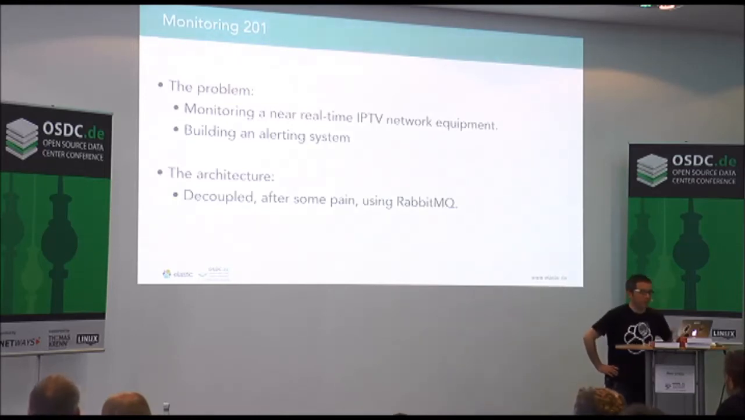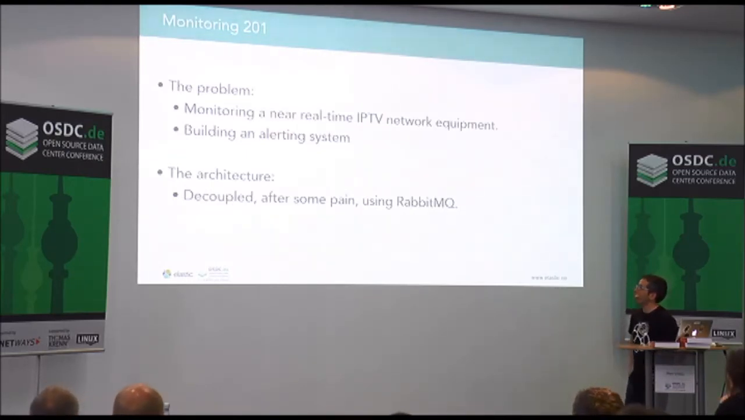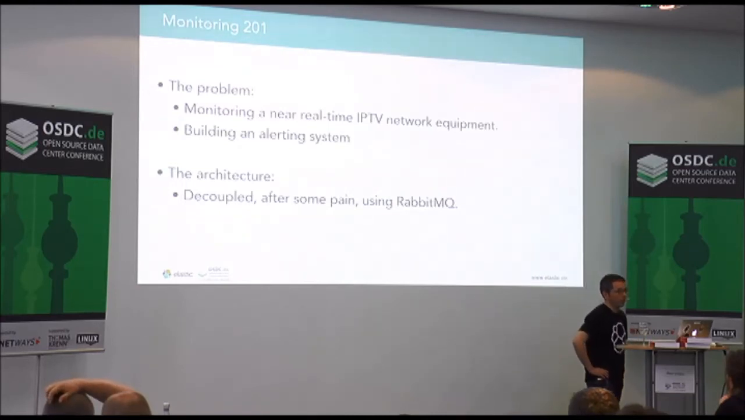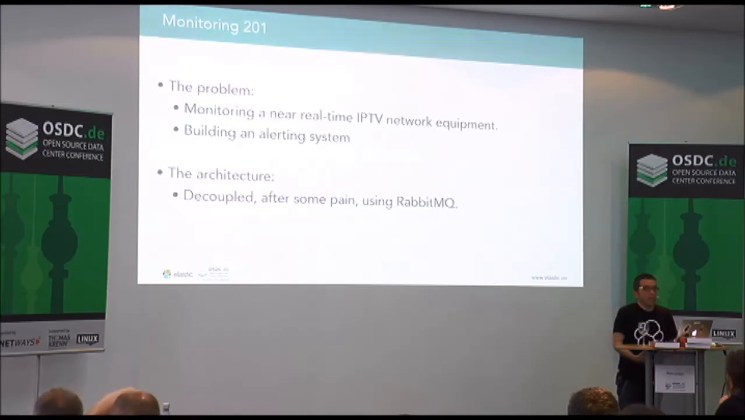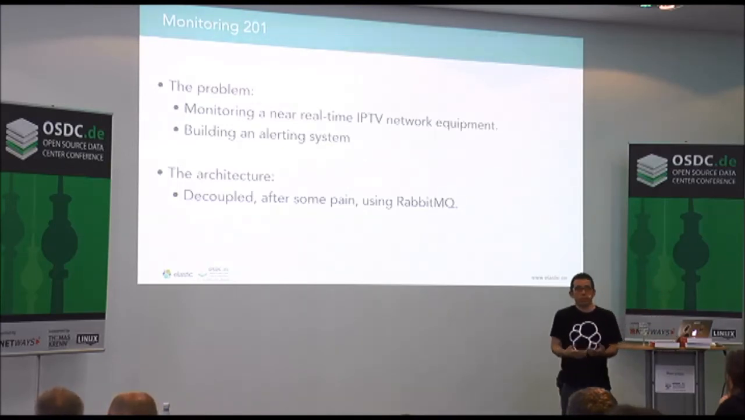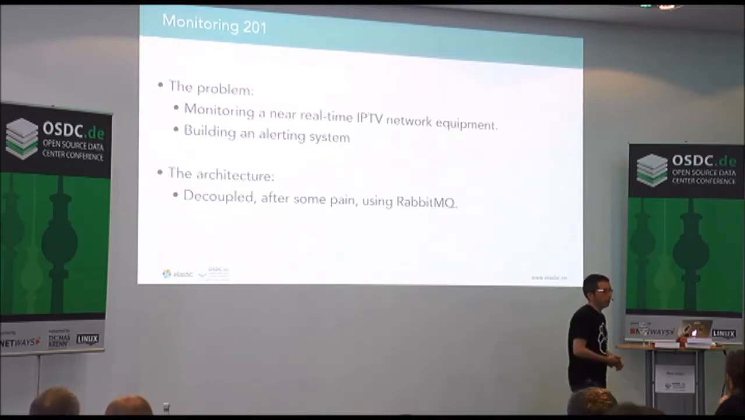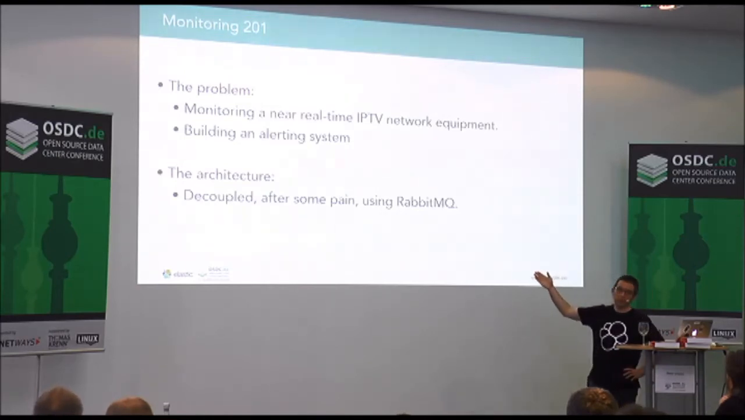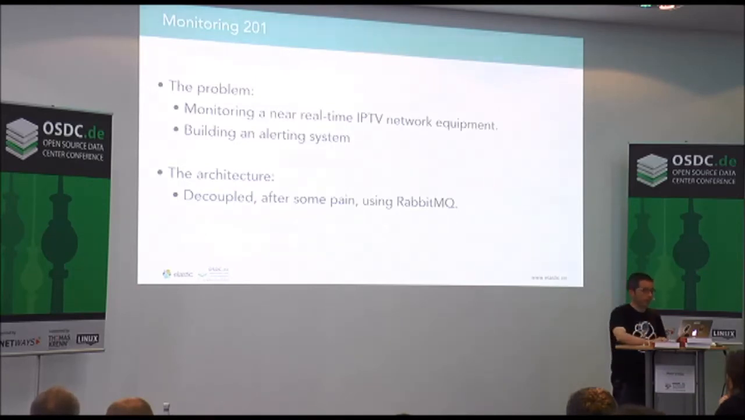And the last one I want to share here, and actually one of the most interesting ones, is another monitoring use case. I tried to say 201, because it's kind of the extension of the previous one. They were monitoring internet and IPTV network equipment over the whole country of Portugal. And they needed an alerting system, because if something happens to the machines, to the routers, to any kind of equipment, then there is a problem, because you want to see the TV. Again, after some pain, they started using RabbitMQ. We will see the architecture at the end.